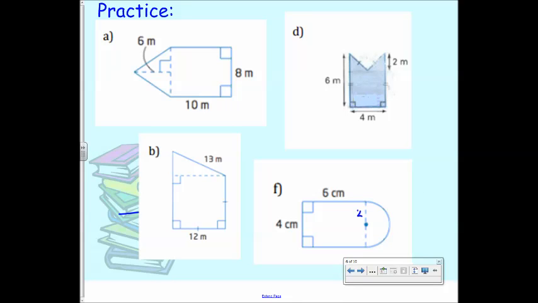All right, so for all of these except for D, I would have added them together. D is the only one that I would have subtracted on because I think it's easier to just find the whole rectangle and then subtract. For the rest of them, you could add, but then you'd have to find the area of 2 triangles as opposed to just one.